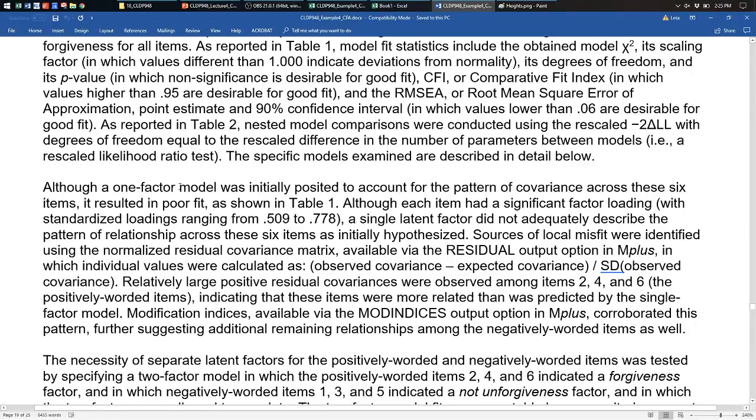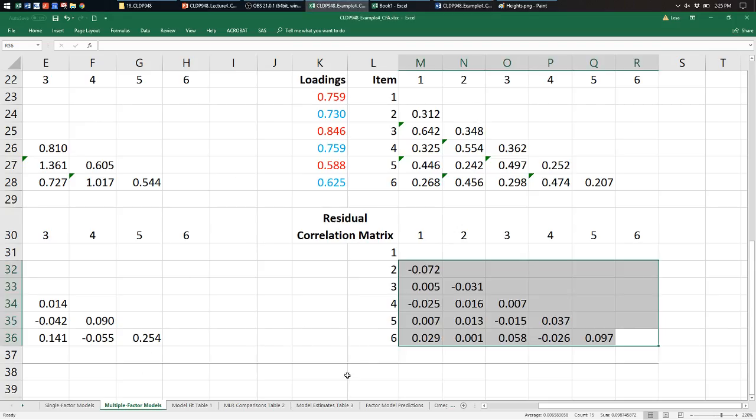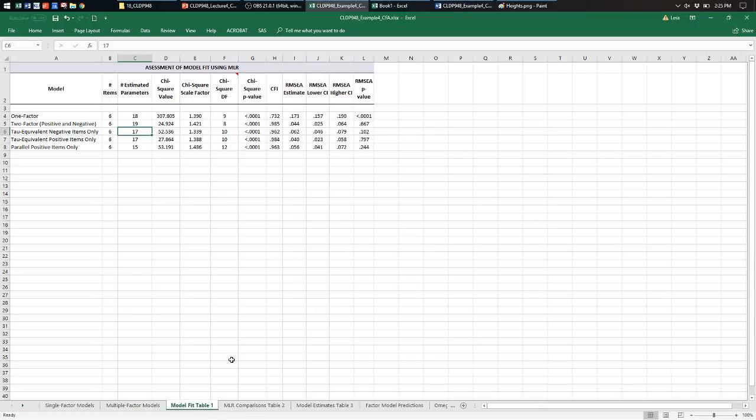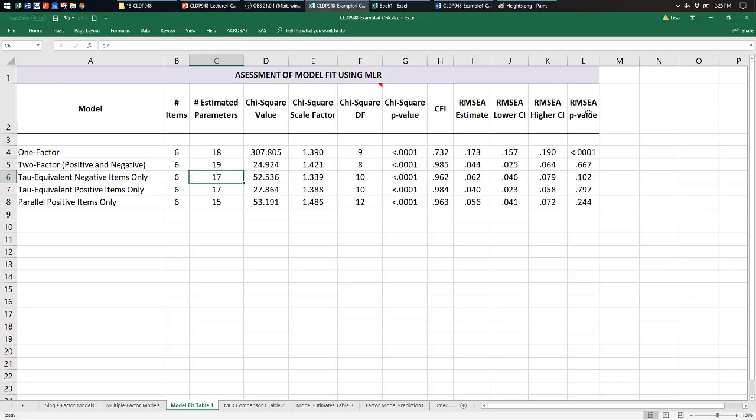So a one-factor model was initially posited to account for the pattern of covariance across these 6 items, but it resulted in poor fit, as shown in Table 1. And so in your Excel sheet, I have labeled these. So here's model fit. If you have multiple models to report, it's nice to lay out their fit in a table so people can easily compare them.